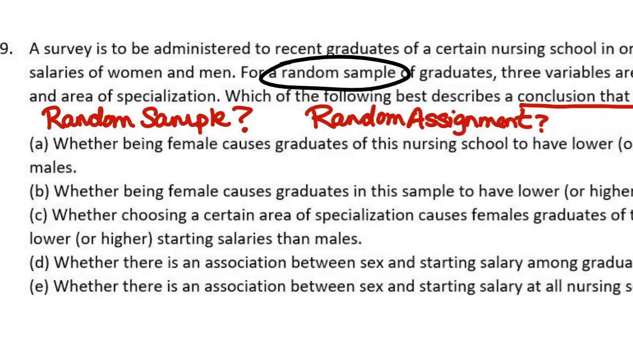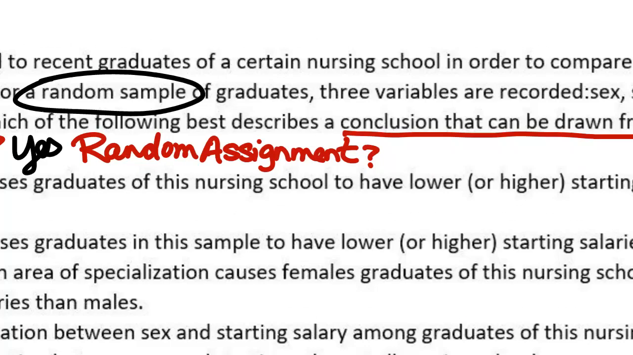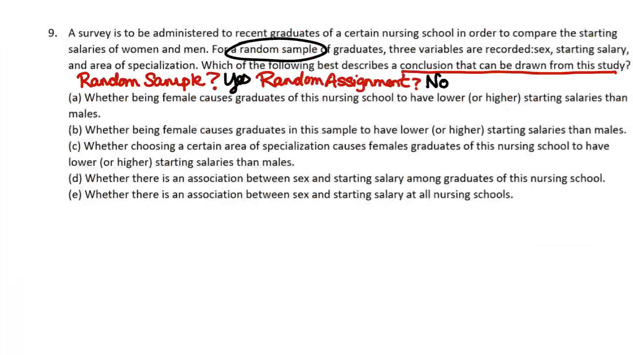Yes, random sample right there. Do we have random assignment? No. Yes? Oh, sorry, I thought you were raising your hand there. So random sample, yes; random assignment, no. What are we allowed to say with random samples? We can generalize to the population. What can we not say because we don't have random assignment? Cause and effect.